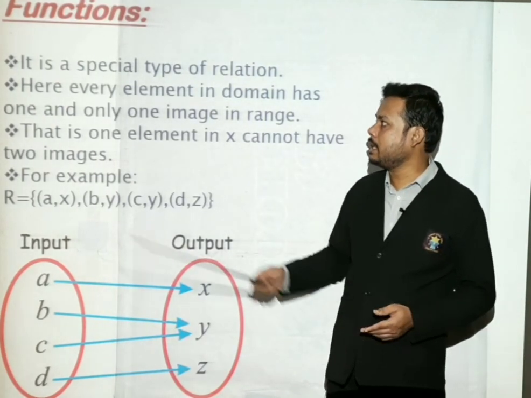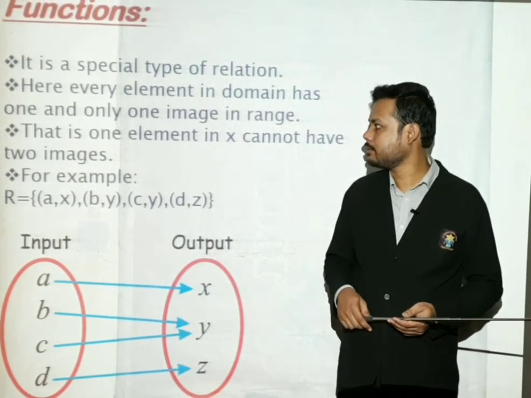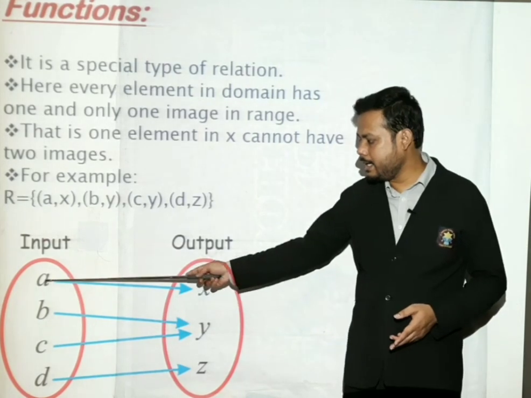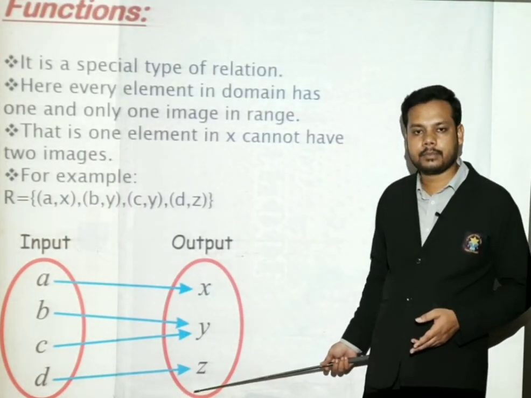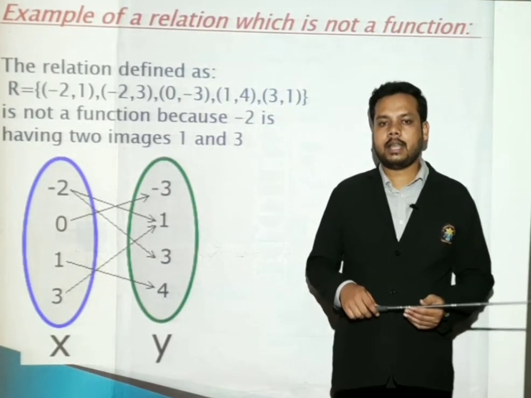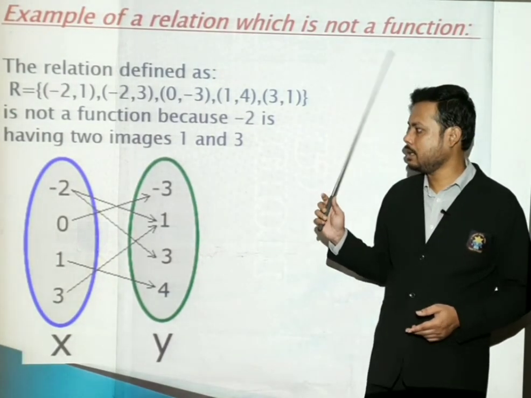After relation, let's talk about functions. Functions are a special type of relations. Here in this diagram, we can see that every element has one and only one image in set B. That is called a function.